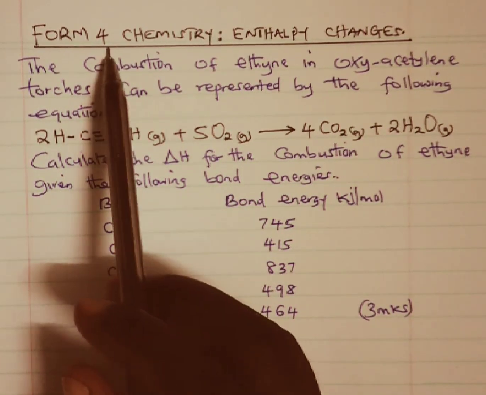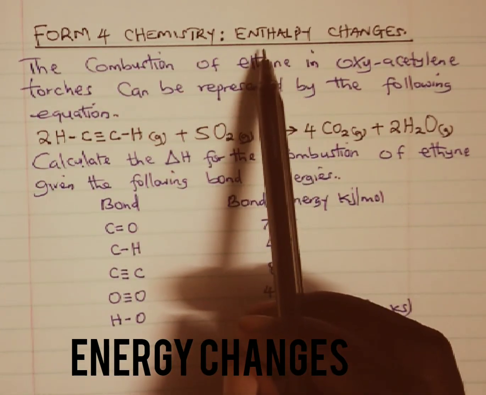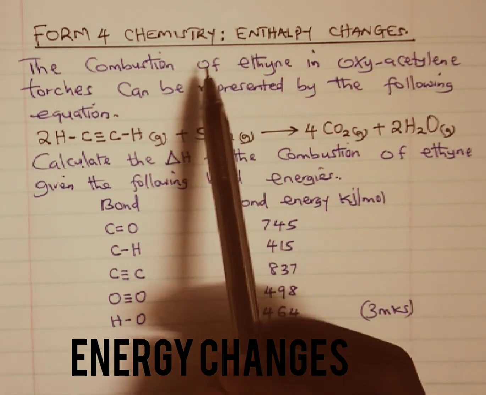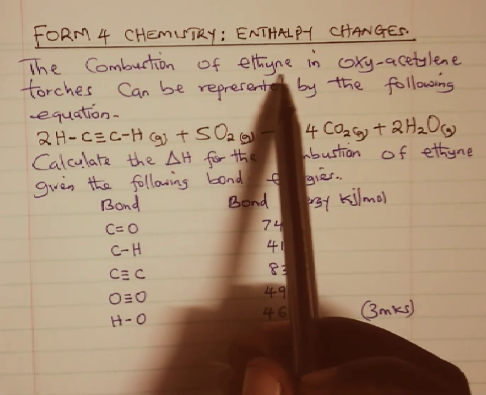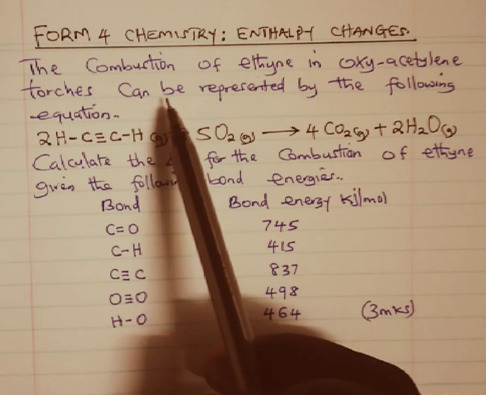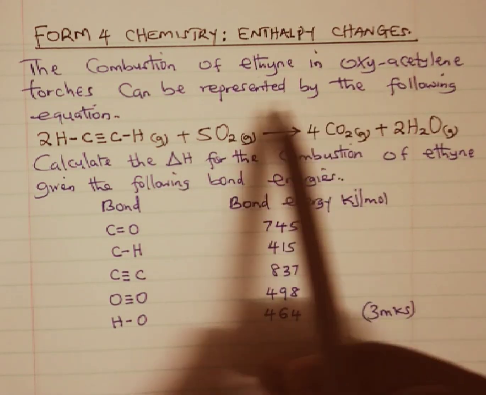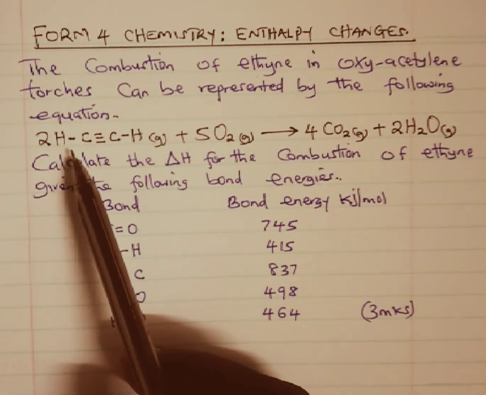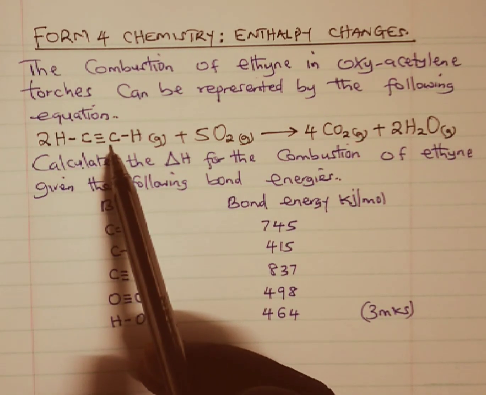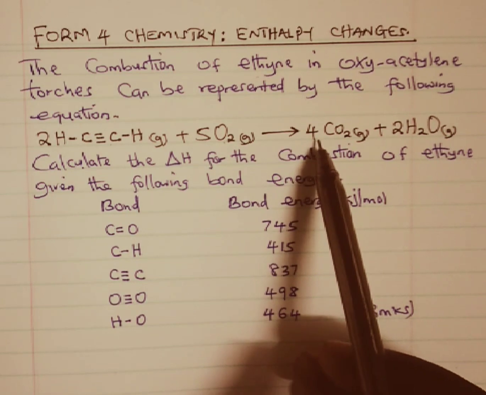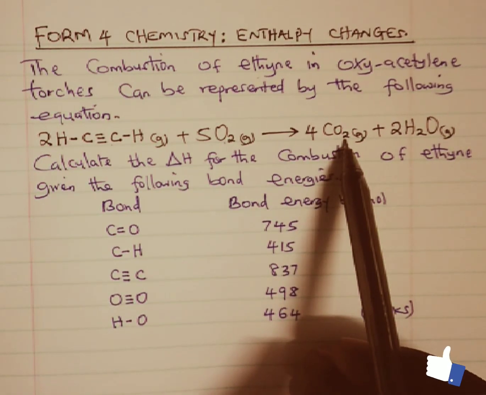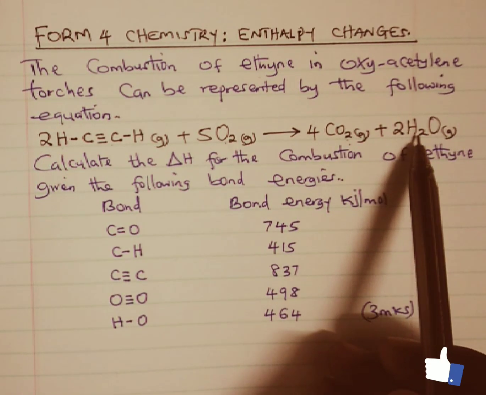We are looking at Form 4 Chemistry under the topic Energy Changes. And the question we have reads, the combustion of ethane in acetylene torches can be represented by the following equation. We have 2 moles of ethane burning in 5 moles of oxygen to produce 4 moles of carbon dioxide plus 2 moles of water.